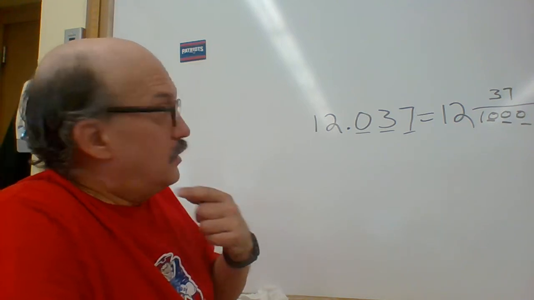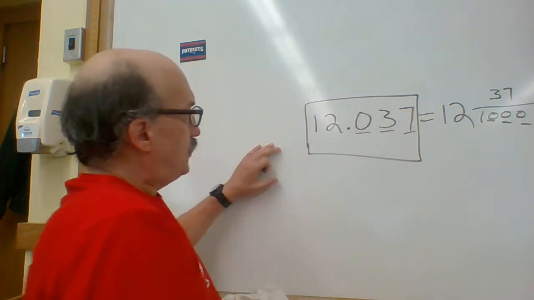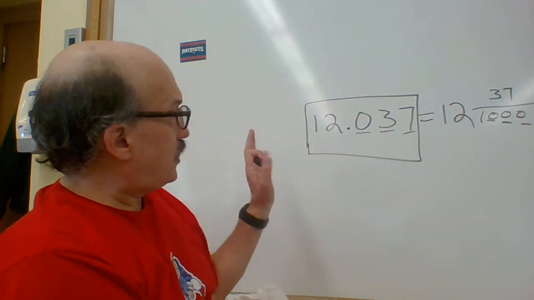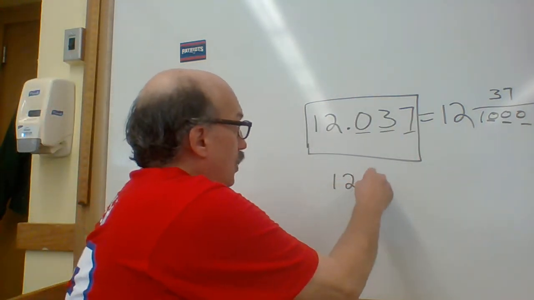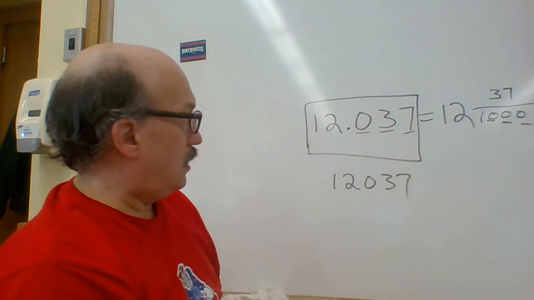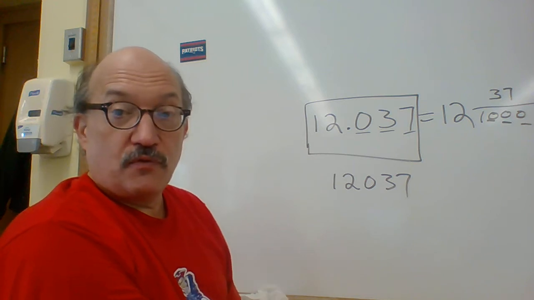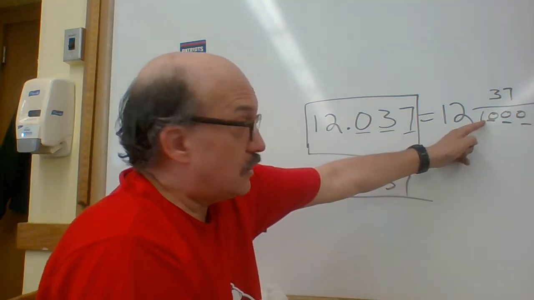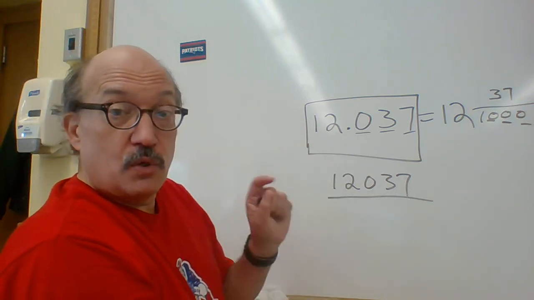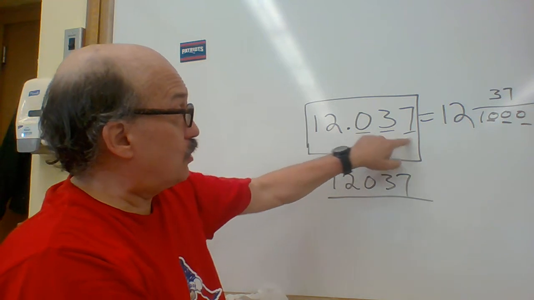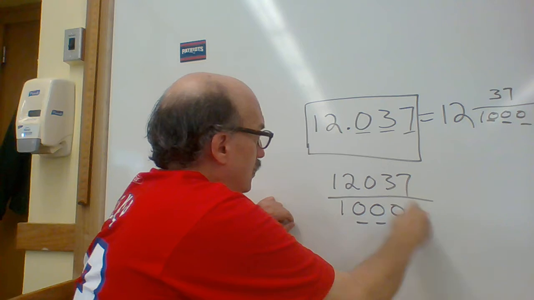But here's another option. You could look at the number as a whole and see the digits. The digits are 1, 2, 0, 3, 7. Write that as a whole number without the decimal point. That becomes the numerator of your fraction. The denominator is still 1,000 because in determining the denominator of a decimal number, you look at how many digits there are to the right of the decimal point. You see the 3, so you put a 1 and 3 zeros.